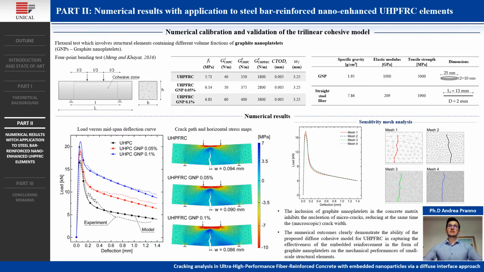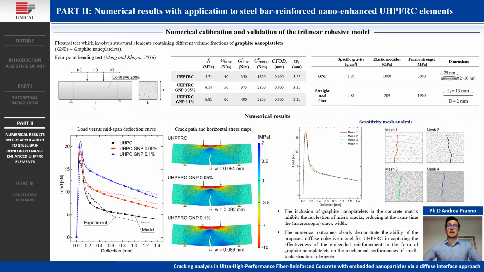The present numerical simulation involves small-sized, ultra-high performance fiber-reinforced concrete beams subjected to a 4-point bending test, analyzed in Meng and Khayat in 2016 from an experimental point of view. Here, 3 different mixtures were considered: one without nano-enhancement, which is taken as the control, and 2 mixtures containing 0.05% and 0.1% of graphene nanoplatelet reinforcement.